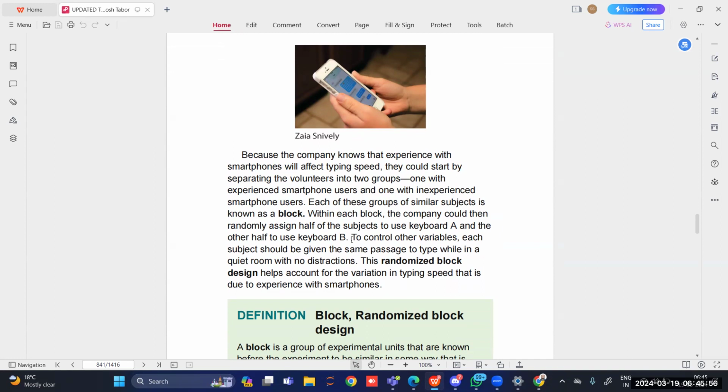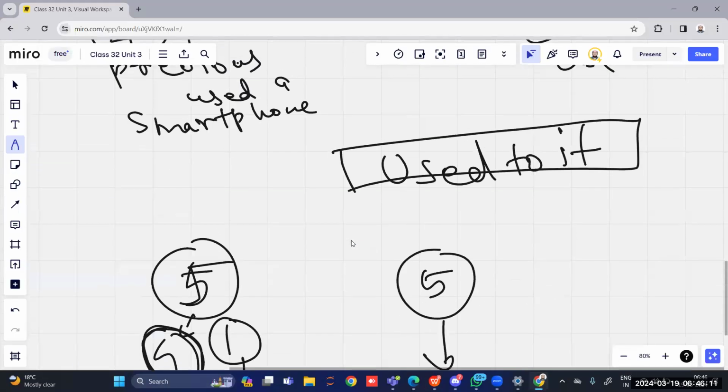Because the company knows that experience with smartphones will affect typing speed, they could start by separating the volunteers into two groups, one with experienced smartphone users and one with inexperienced smartphone users. So we'll not just do randomized assignment.